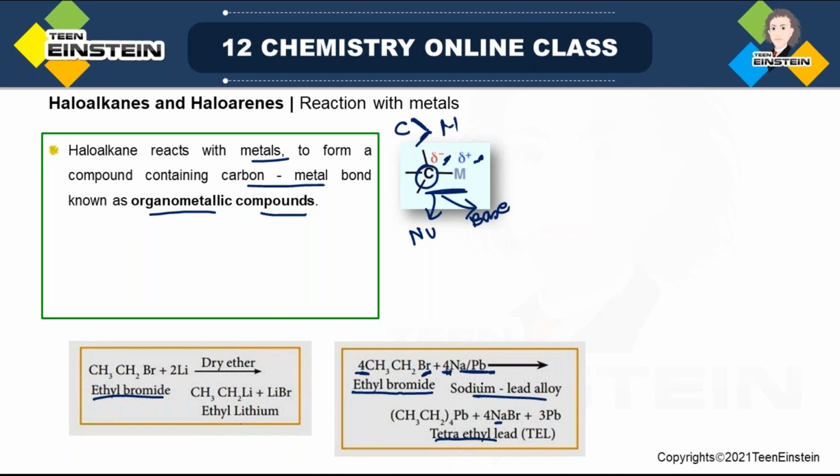And out of this 4 Pb, now 3 Pb are removed. So tetraethyl lead, in short TEL. This is also an example of an organometallic compound. If you draw the structure of this, it will be Pb attached to 4 ethyl groups. So it is tetraethyl lead.